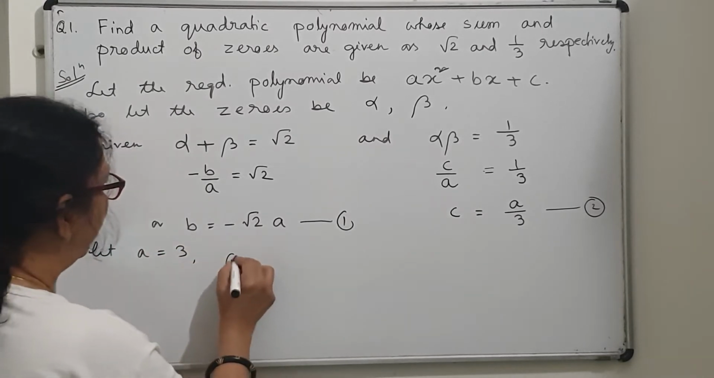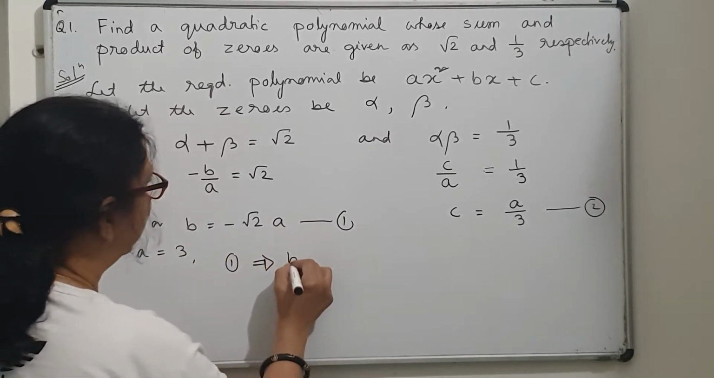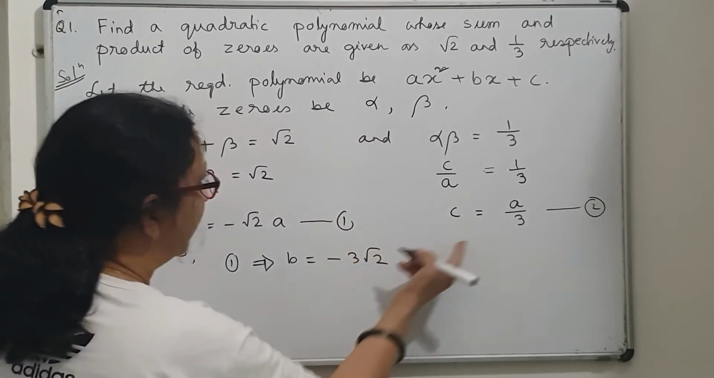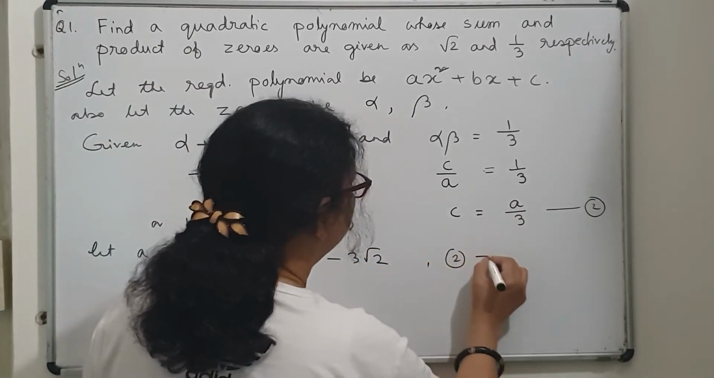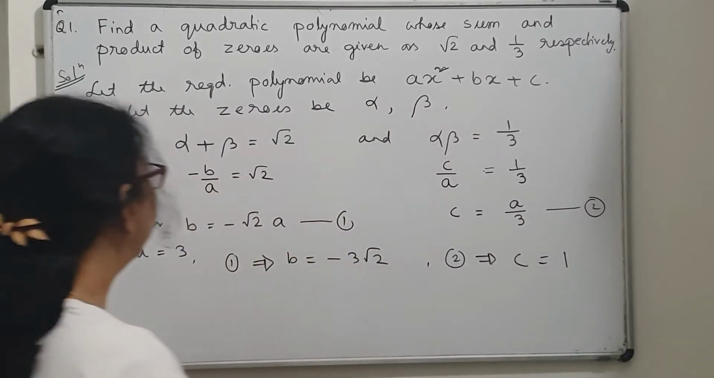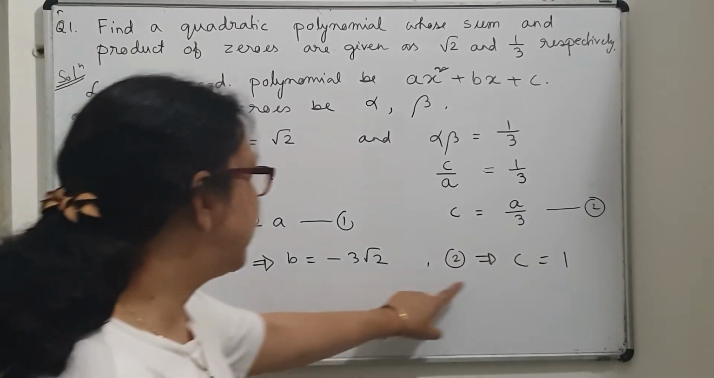Then from equation 1, what will I get? Put the value of a to be 3. So b will be equal to minus 3 into root 2. And from equation 2, what will I get? C will be equal to 3 by 3, 1. So by choosing a suitable value of a, I am getting the values of b and c.